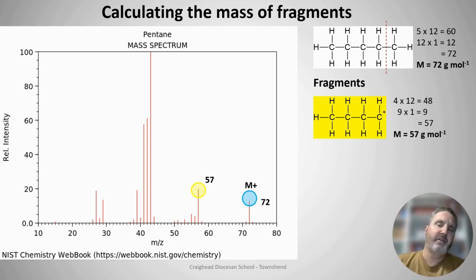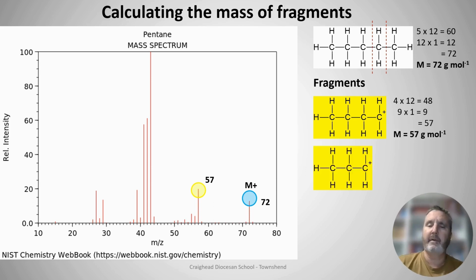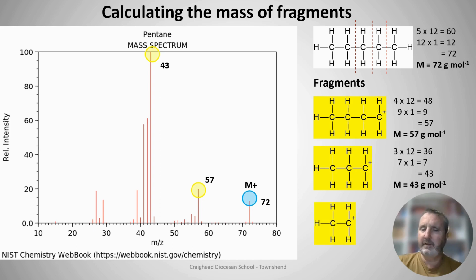So if we keep going, we can cut here. We'll also have a propyl fragment. It is going to have a mass of 43, because we have 3 carbons and 7 hydrogens, which add up to 43. So this 43 peak comes about from this fragment. The last one that we might recognize is this fragment here, which is 2 carbons, 24, plus 5 hydrogens. So we should have another abundance peak at 29, which we do, coming about from this fragment here.